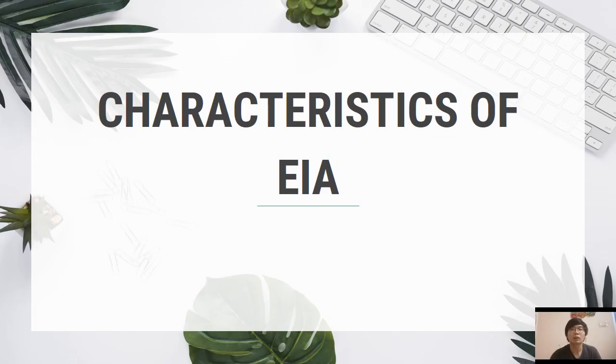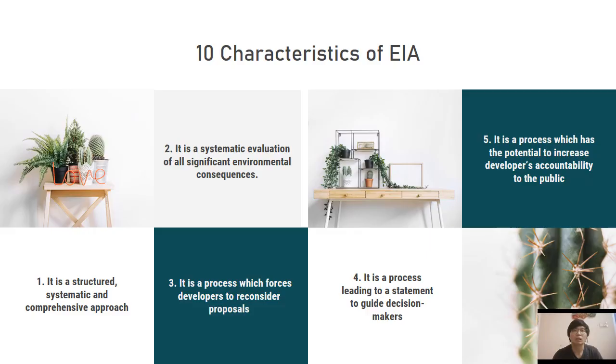Characteristics of EIA. There are 10 characteristics of EIA. First, EIA is a structured, systematic, and comprehensive approach. Second, it is a systematic evaluation of all significant environmental consequences. As we know, EIA is a tool to identify the environment, social, and economic impact of the project.